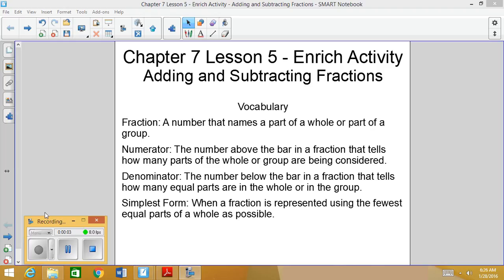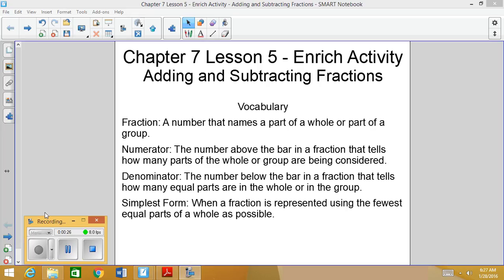This is Mr. Osteen. Today I'm here to provide for you an Enrich activity for our Chapter 7, Lesson 5, Adding and Subtracting Fractions. Before we start our activity today, I want to take some time and look over our key vocabulary with you before we start our lesson. Take a look at our key vocabulary. We have fraction, numerator, denominator, and simplest form.